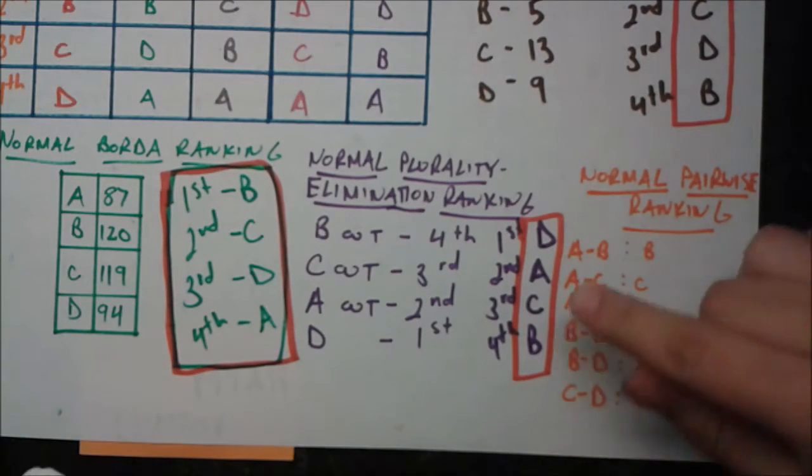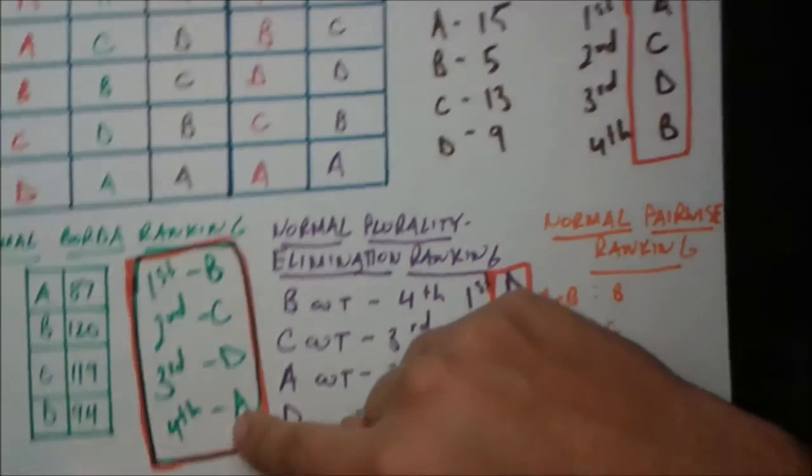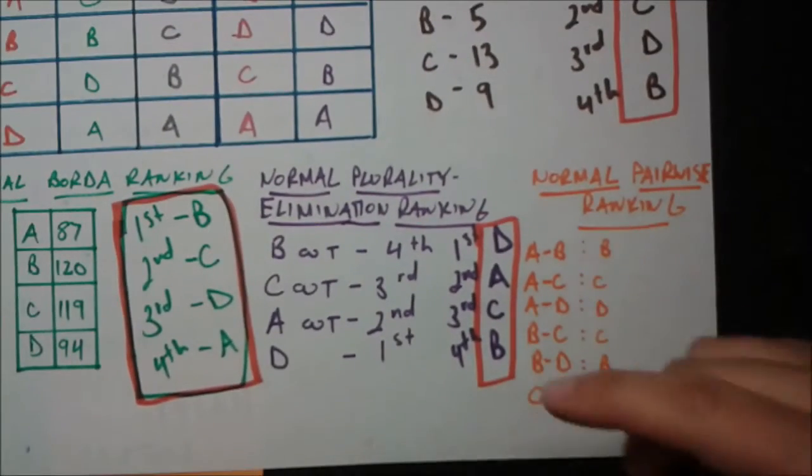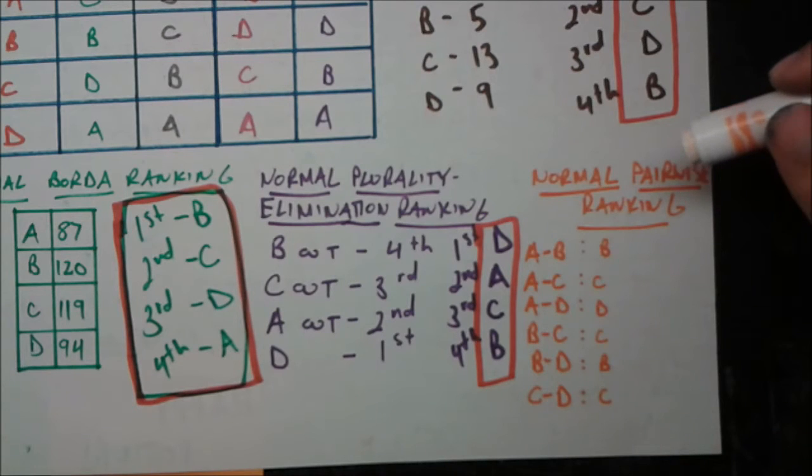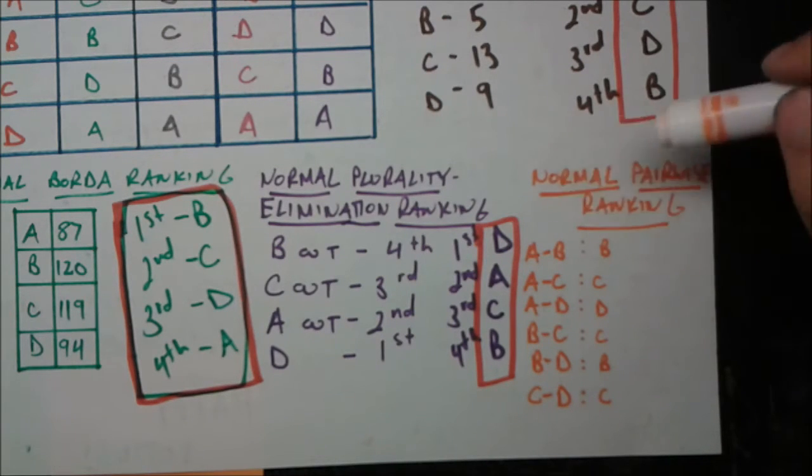So we see that A has jumped to second place here, he's last here, and he's first here. So we're seeing there's lots of differences between these methods. The last method we talked about in the previous video was the pairwise ranking method, so we'll talk about the normal pairwise ranking method.